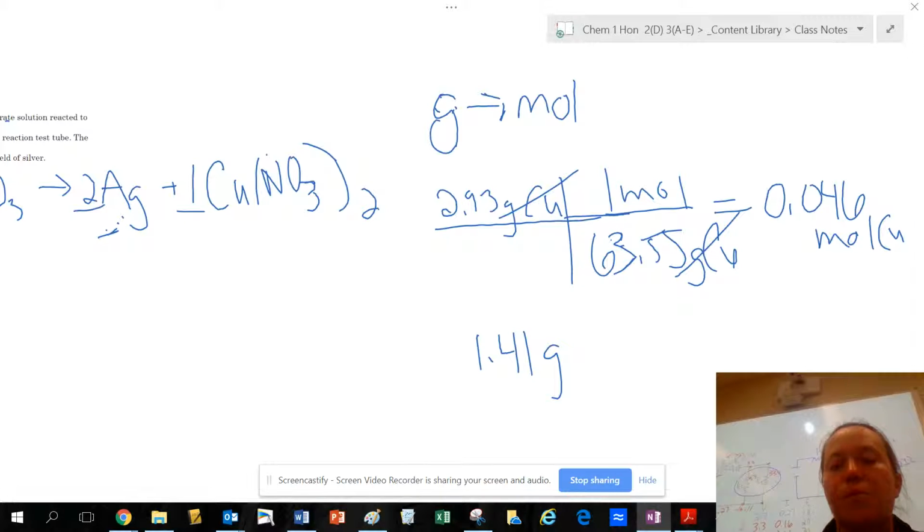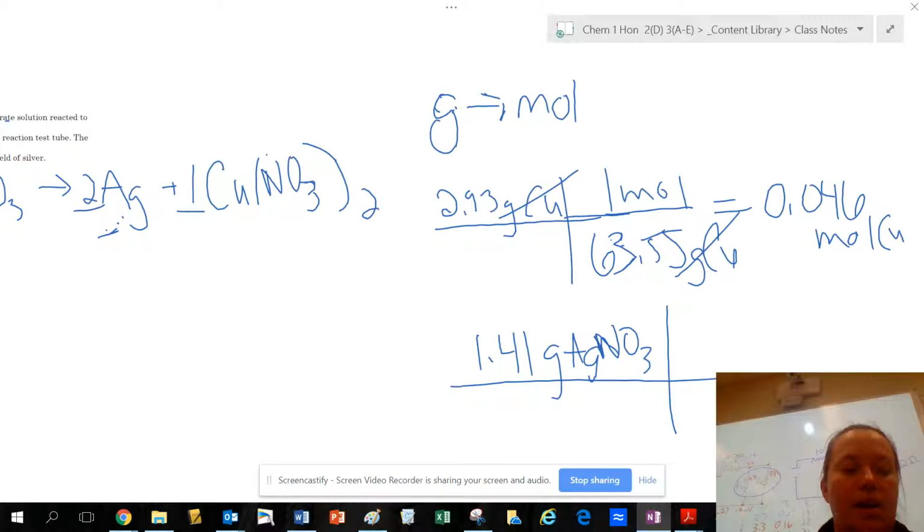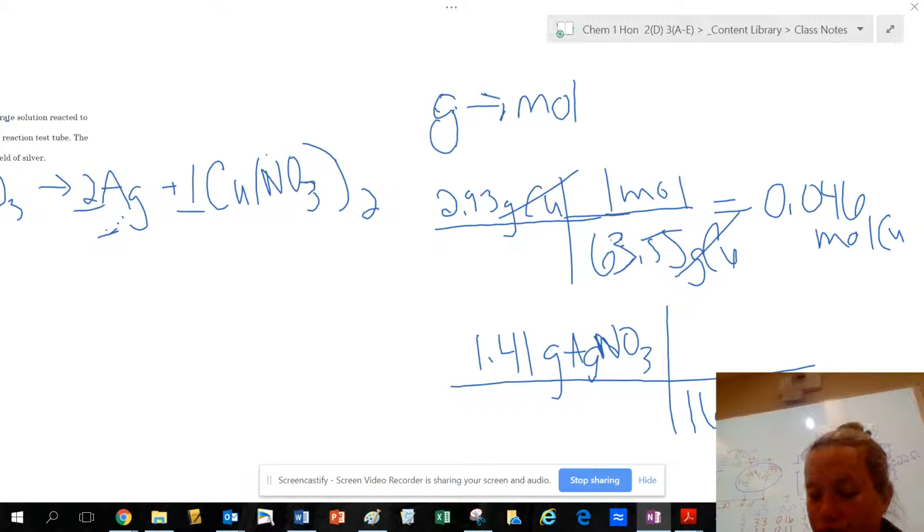I'm going to do the same thing right now with my silver nitrate. 141 grams of silver nitrate. I'm going to convert that to moles, and silver nitrate is 169.88 grams, right? I went ahead and added up: the silver is 107, plus 1 nitrogen at 14.01, plus 3 times 16 is 48. So 48 plus 14 plus 107 gives you 169. And that's in 1 mole of silver nitrate.